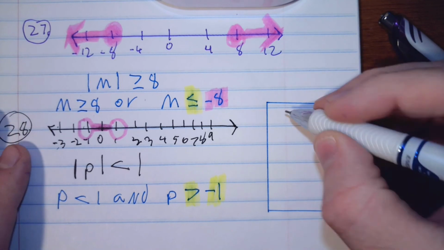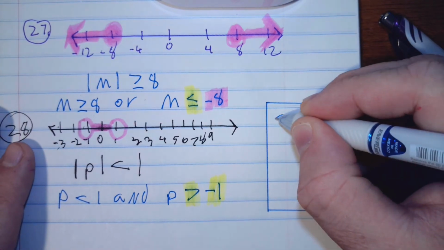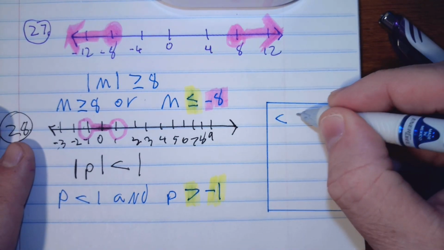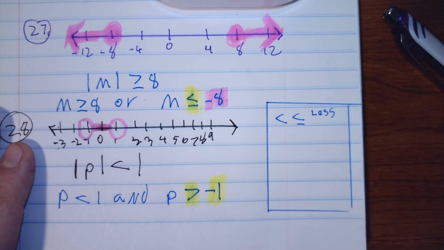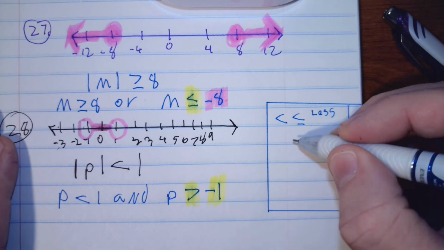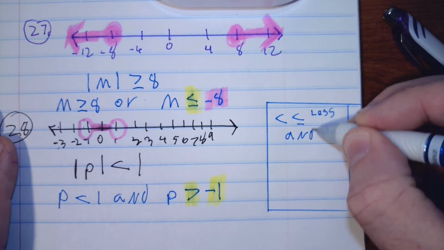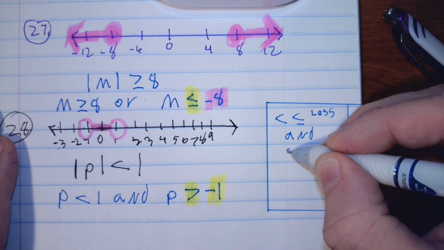So it looks to me like less than or equal to, I'm just going to go ahead and write less, is going to make an and graph. So it's going to look basically like this.